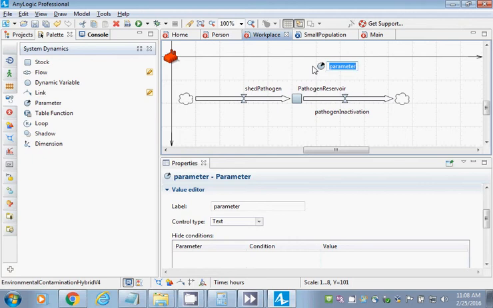In other words, there's inactivation which takes place at a fixed time constant. And this time constant will be called mean workplace pathogen lifetime. What sort of parameter do you think that will be? Can anyone say?